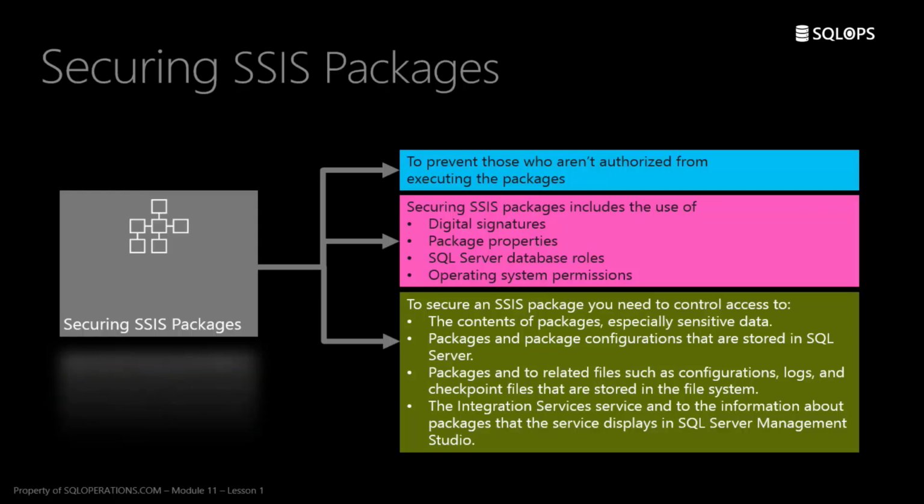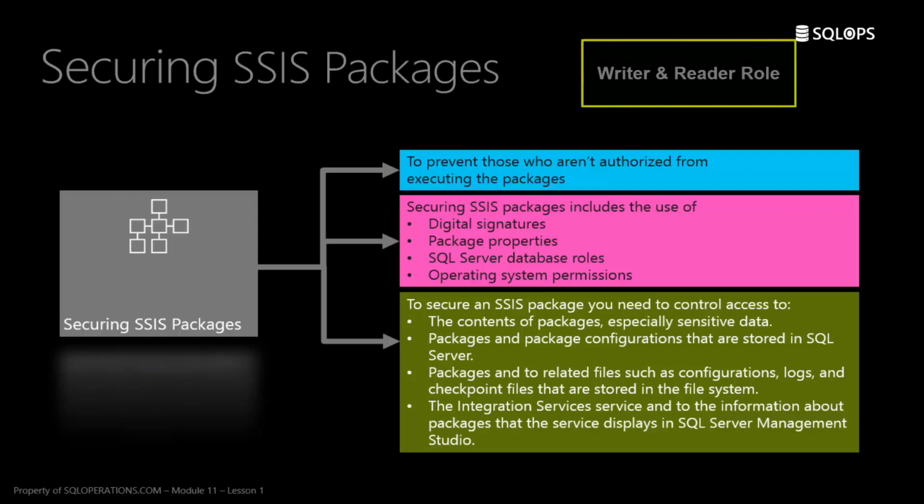There are two kinds of package roles, the writer role and the reader role. The writer role can perform administration type functions such as overwriting a package with a new version, deleting a package, managing security, and stopping the package from running. The reader role can execute and view the package. The reader role can also export the package from Management Studio.